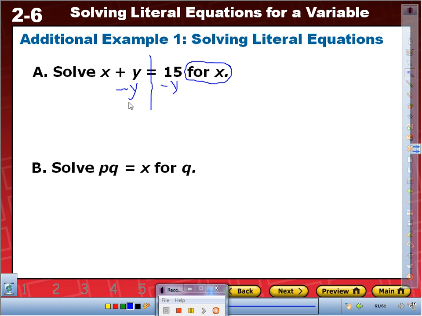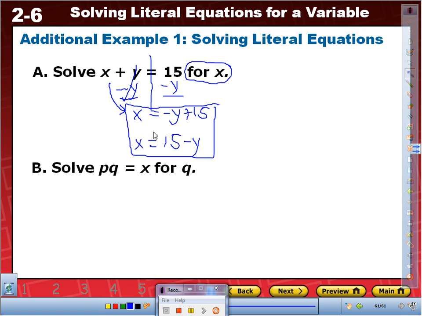Minus y, minus y. So we bring down the x equals negative y, plus a positive 15, and I'm done. Or I can write it like this: X equals, I can write the 15 first and the negative y after. Any of these will be the answer. Copy that, please.